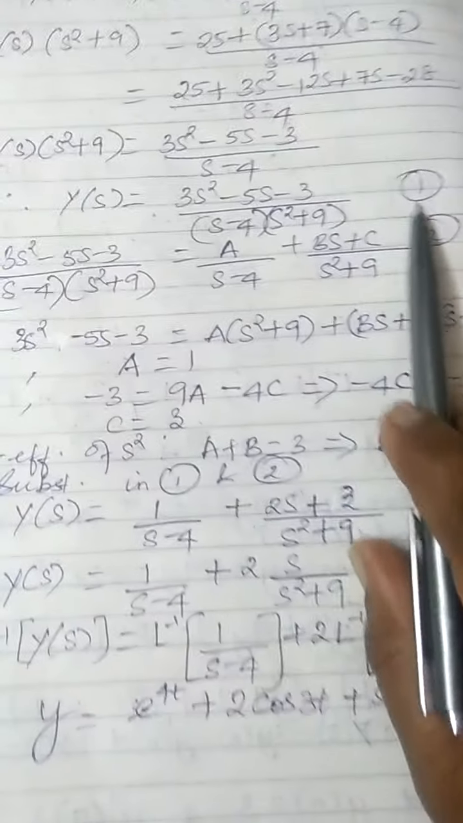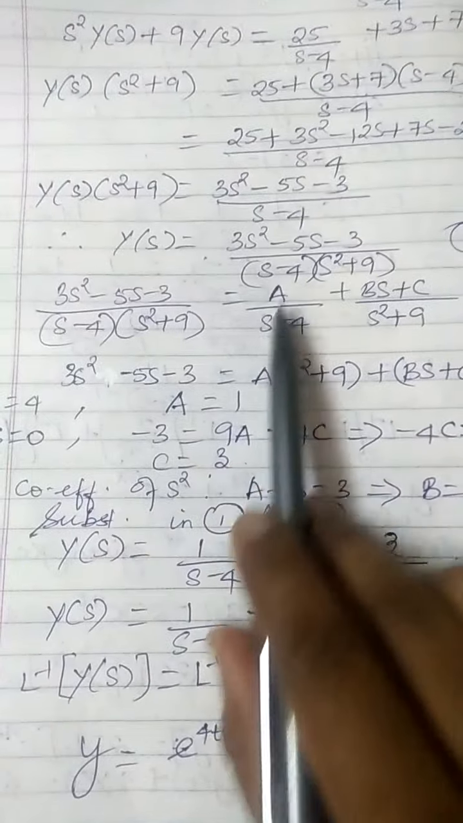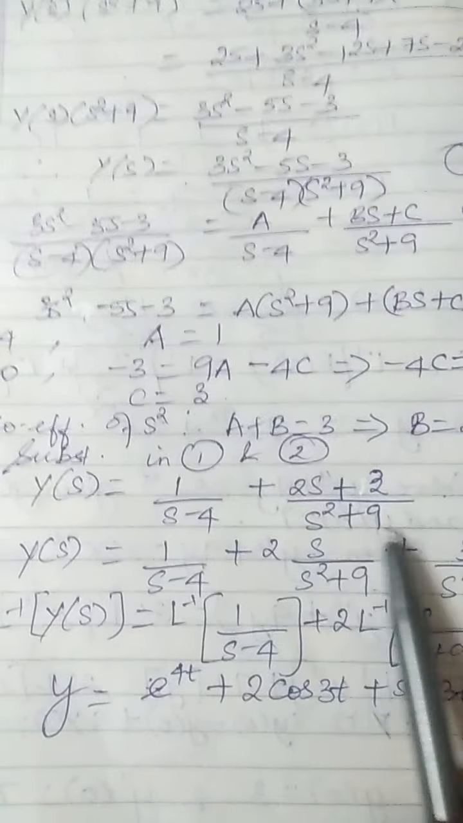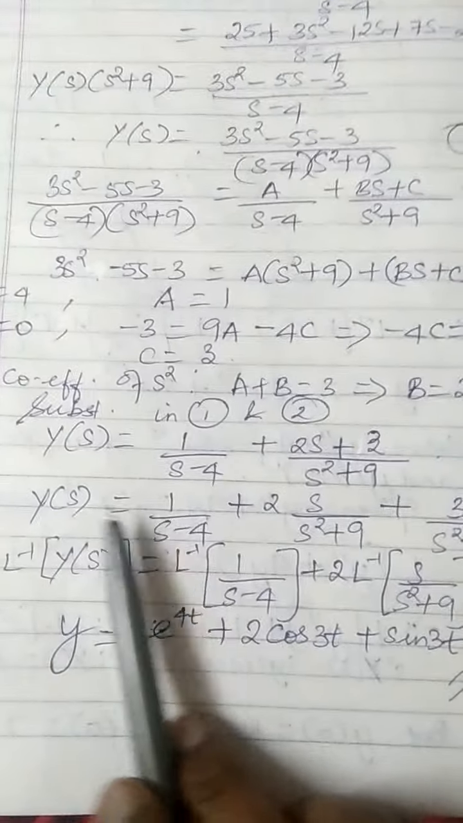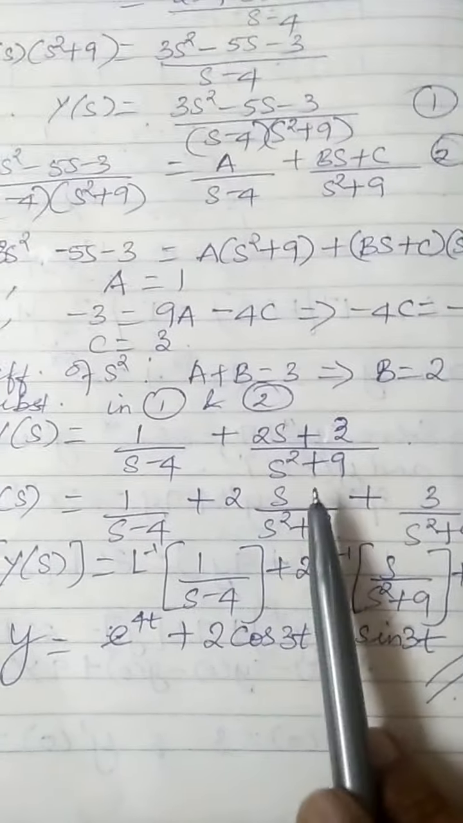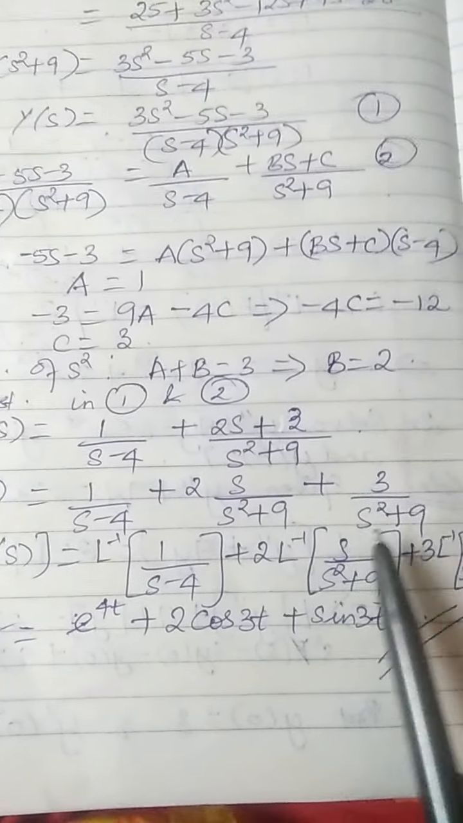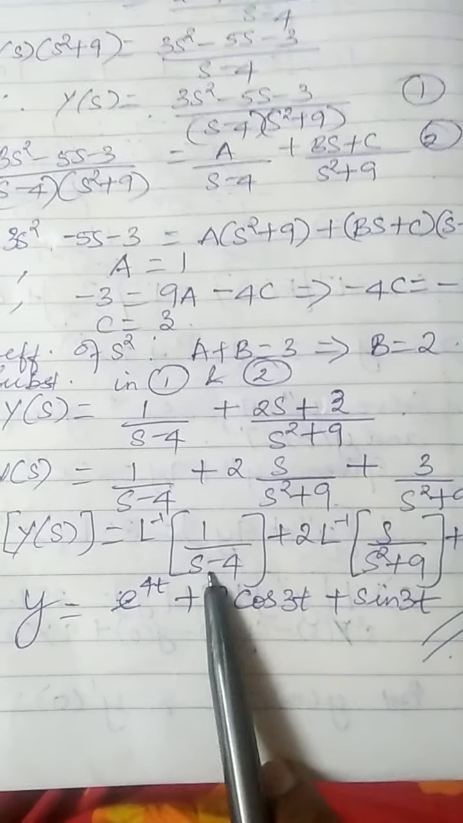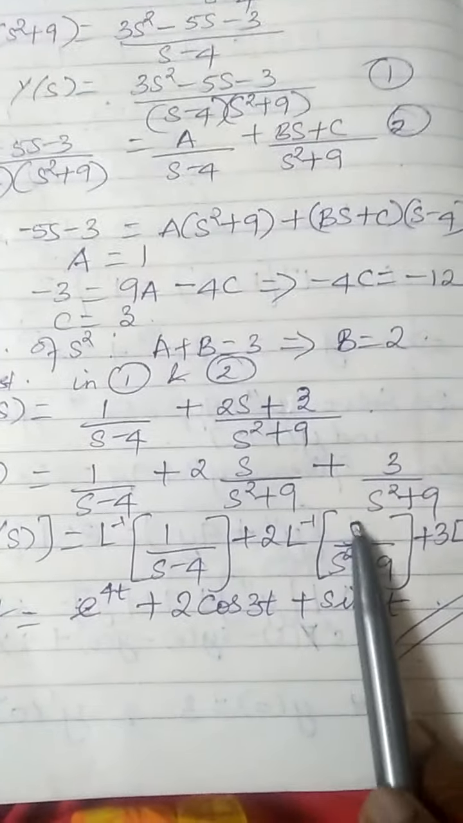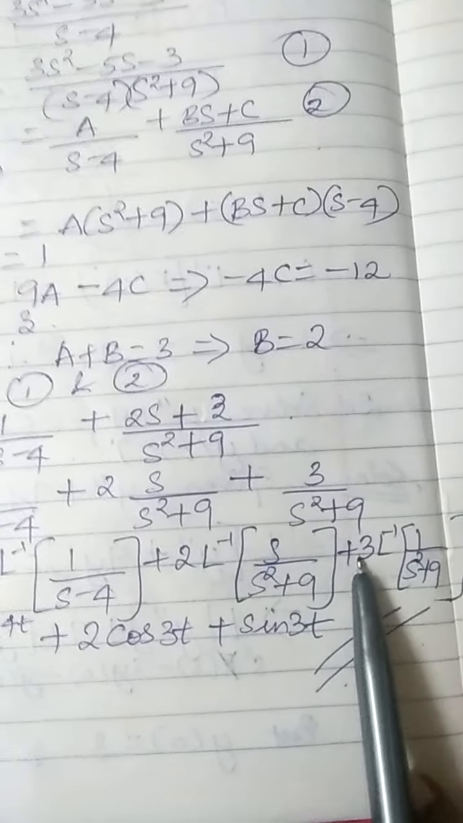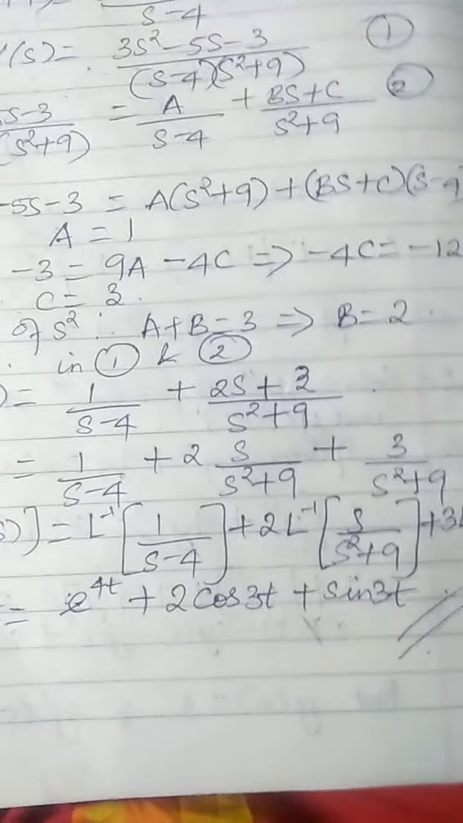Substituting these values, the fraction now reduces to 1 by s minus 4 plus 2s plus 3 by s square plus 9. Separating the terms, Y of s is equal to 1 by s minus 4 plus 2 into s by s square plus 9 plus 3 by s square plus 9. In the last step, we have to take inverse on both sides. L inverse of Y of s is equal to L inverse of 1 by s minus 4 plus 2 L inverse of s by s square plus 9 plus 3, to be moved outside the transform, so plus 3 L inverse of 1 by s square plus 9.